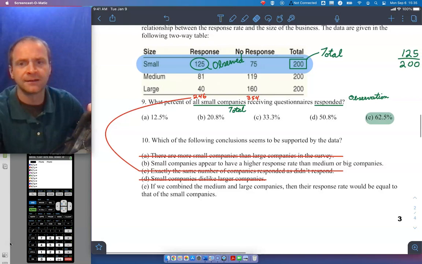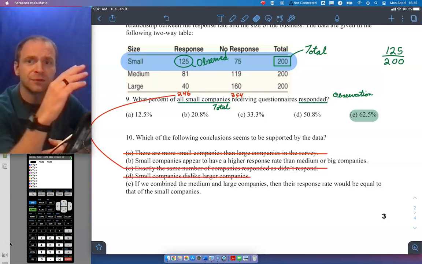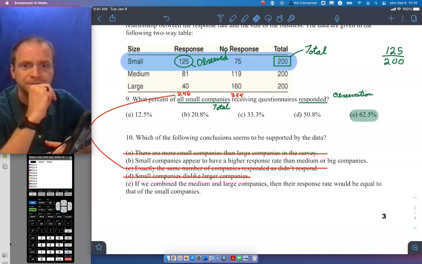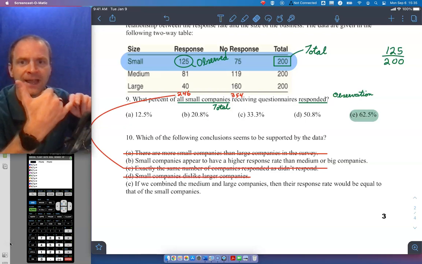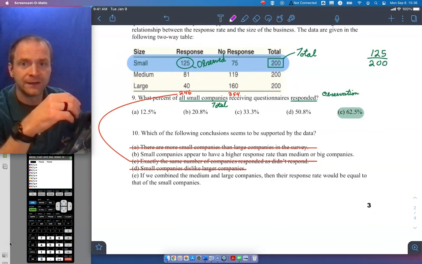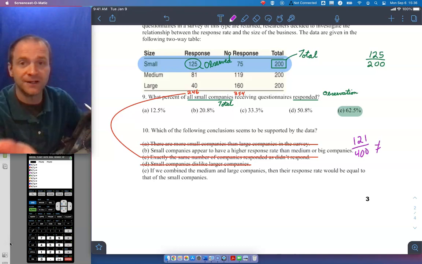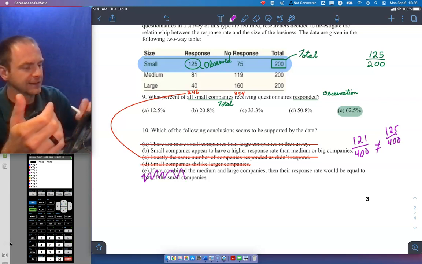If we combined the medium and large companies, so we're going to combine medium and large. You can see small is in blue right there. We're going to focus on just the yellow right there, or the off-white. If we combine those numbers, their response rate would equal that of these small companies, their response rate. That means if I add the 81 and the 40, their response rate, how many responded, that would be 121. And so does 121 out of 400 equal the response rate for the small companies, which was 125 out of 400? And the answer is no, it doesn't.